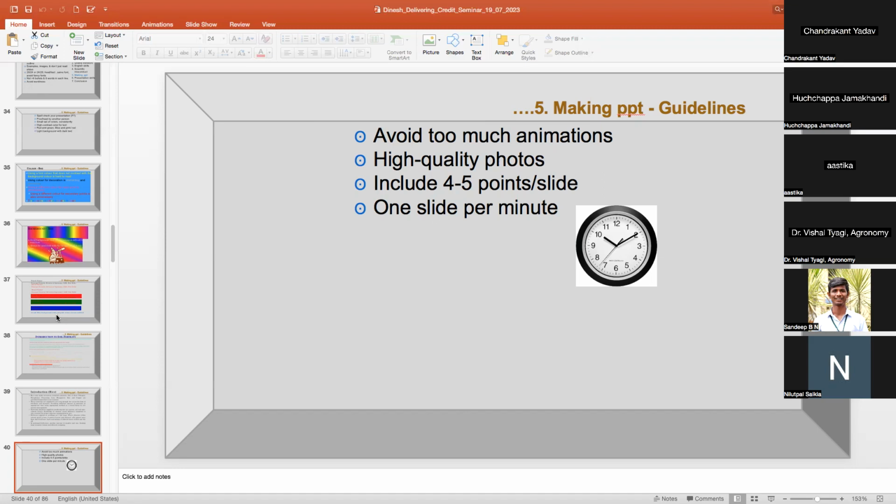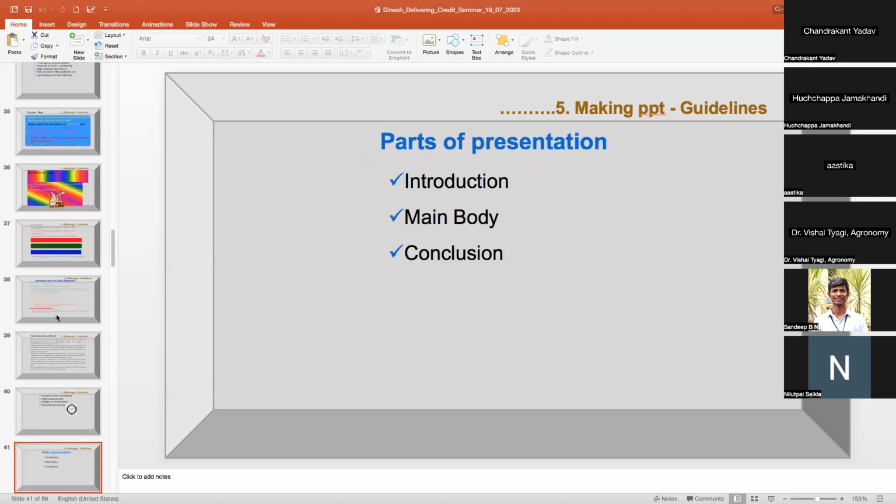Include 4 to 5 points per slide, not more than that. 1 slide per minute. On an average, we ask students to present about 30 to 35 slides in say 40 minutes. So each slide on an average will get 1 minute. According to that, you can make your presentation.